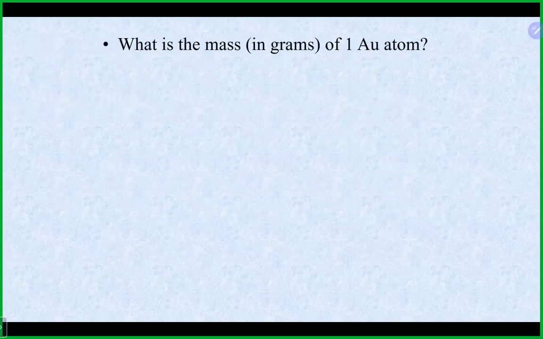All right, so let's do this. What is the mass in grams of 1 gold atom? Again, gold on the periodic table, 197. All right, so give it a go, see what you come up with.